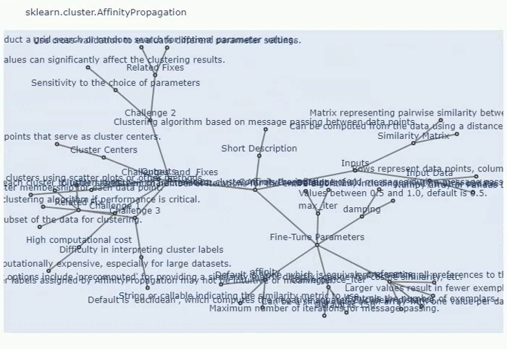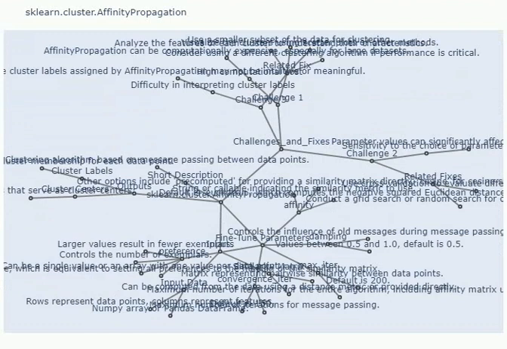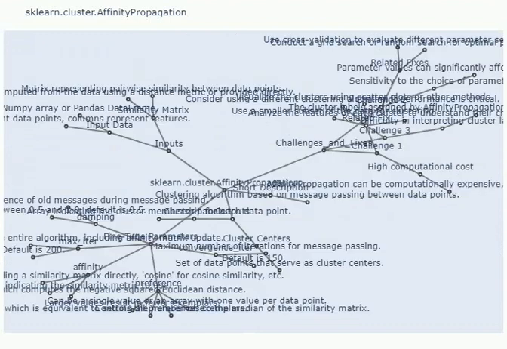Similarity matrix: a matrix representing pairwise similarity between data points. It can be computed from the data using a distance metric or provided directly. Outputs: cluster labels, an array indicating the cluster membership for each data point. Cluster centers: the set of data points that serve as cluster centers.